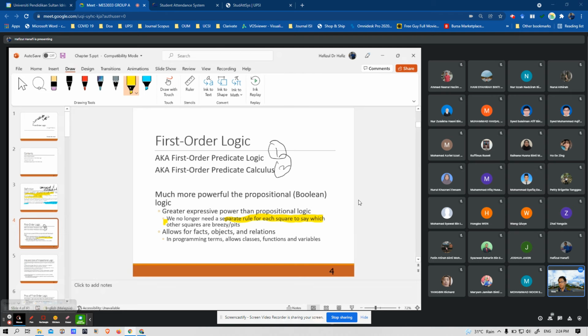Okay, for example, which other squares are breezy or pizza? And then it also has the characterization of allowing for facts, objects, and also relations. In programming terms, it allows classes, functions, and also variables. This one is for the programming terms.